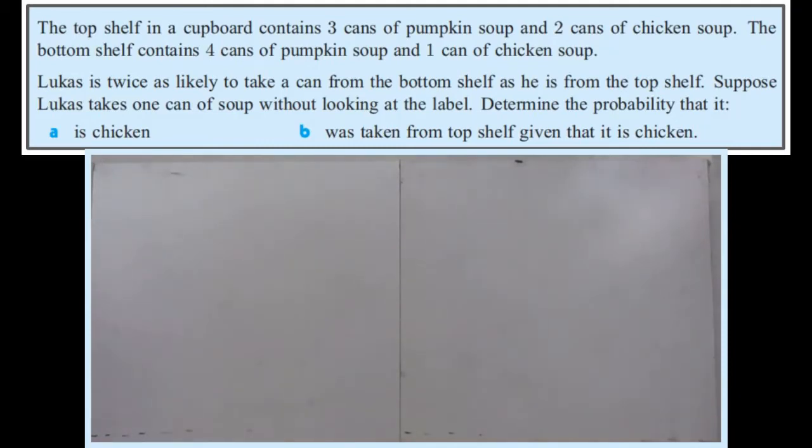So the significance of without looking at the label is to make the thing random. It's like drawing names out of a hat. Determine the probability that it is chicken, that's part A, and part B, was taken from the top shelf given that it is chicken.